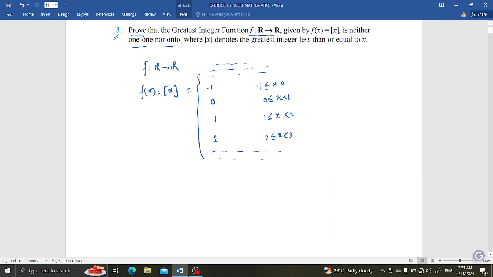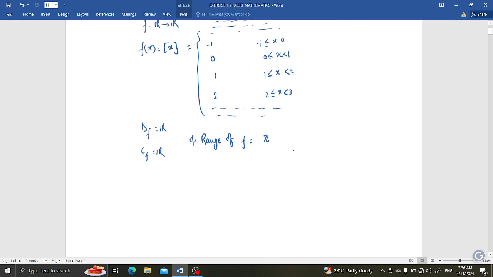So what do we observe here? We observe that the domain of f is the complete R, the codomain of f is the complete R, and the range of f is the set of integers. Clear? The collection of all integers. It means the output set is the complete set of integers if the function is defined from R to R and is the greatest integer function. How can we draw the graph of this function?